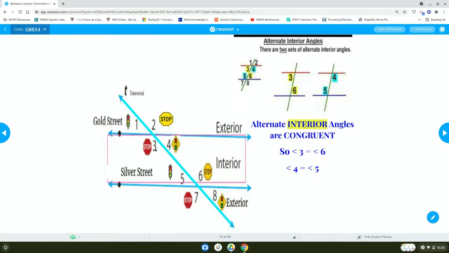So think about angle 3 hiding behind the line from angle 6. They are both stop signs, they are congruent. Angle 4 hiding behind the line from angle 5. They are alternate interior.